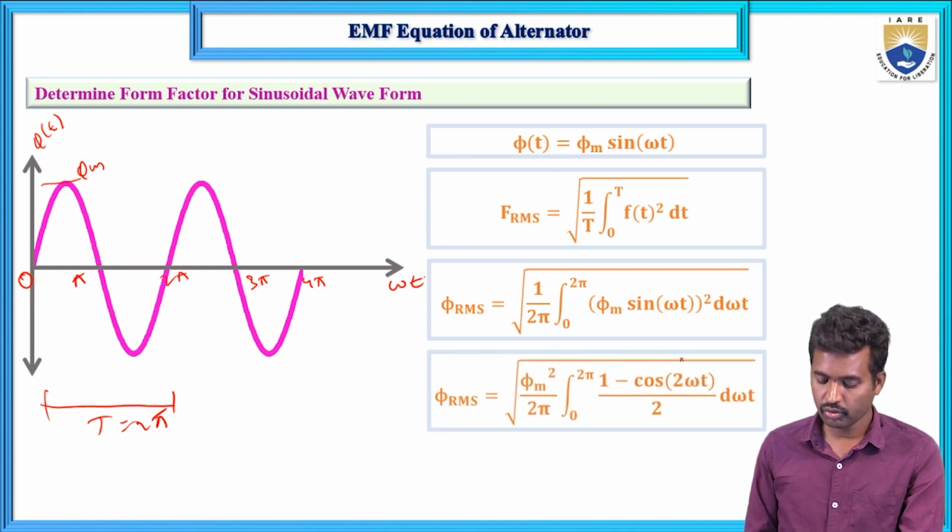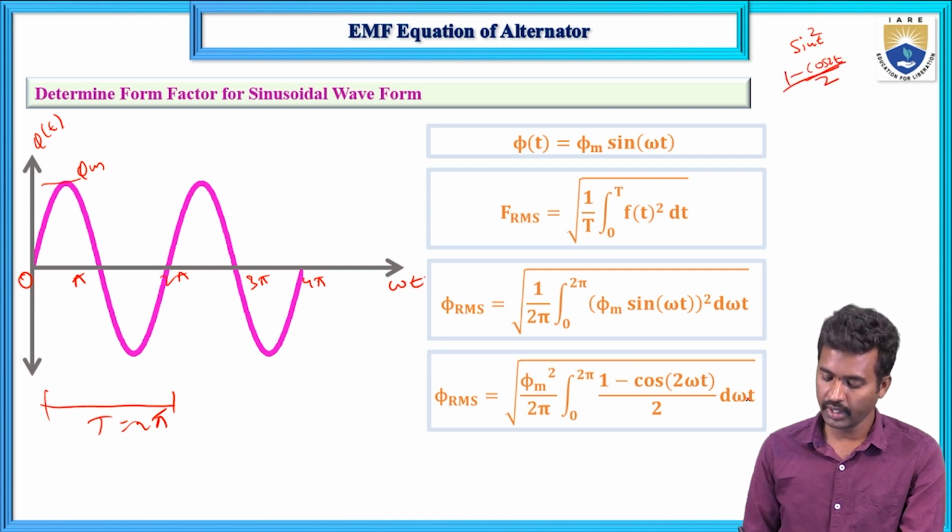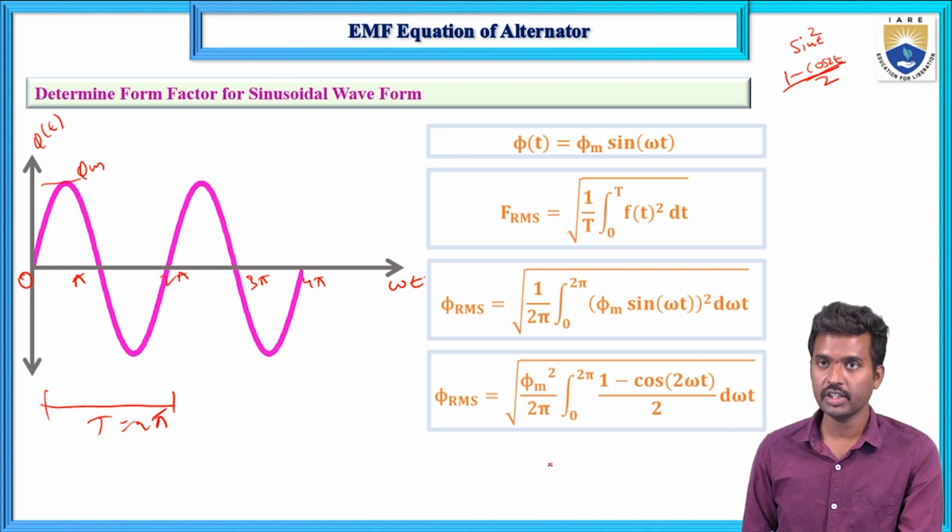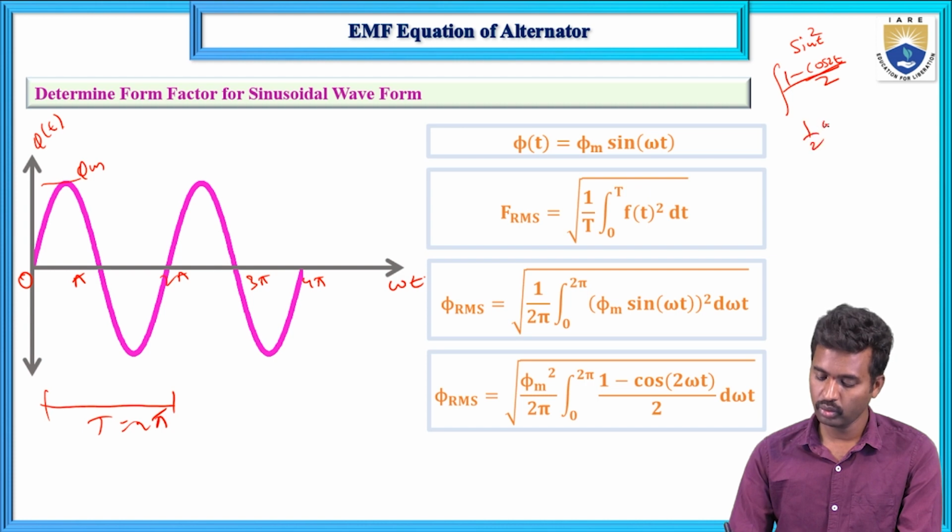Now, φ RMS equals the square root of φm² by 2π, integral from 0 to π of sin²θ. We can write sin²θ as (1 minus cos 2θ) divided by 2. Now if you integrate this, you get 1 by 2 for the first term, and for the second term 1 by 2 ω t, from 0 to 2π, minus the integration of cos ωt sin ωt.